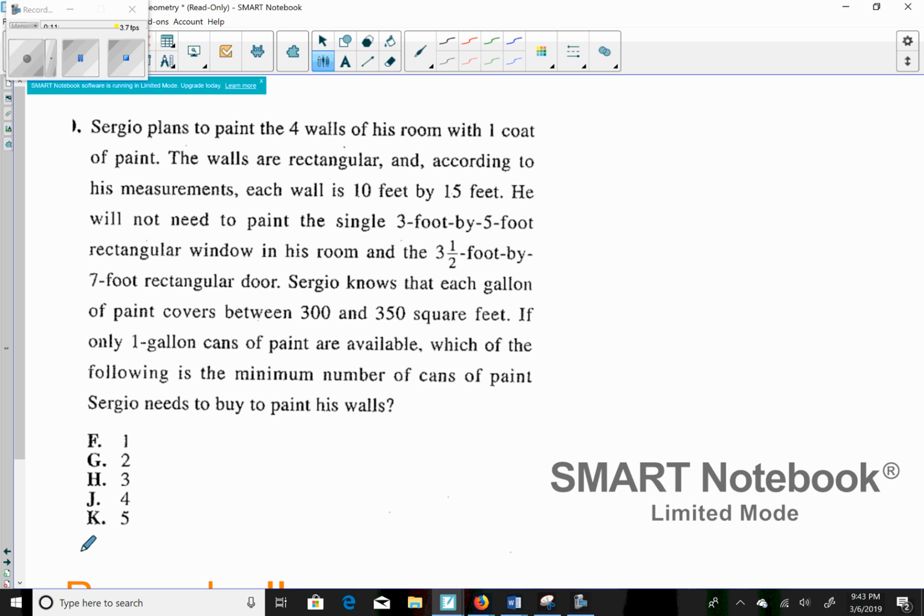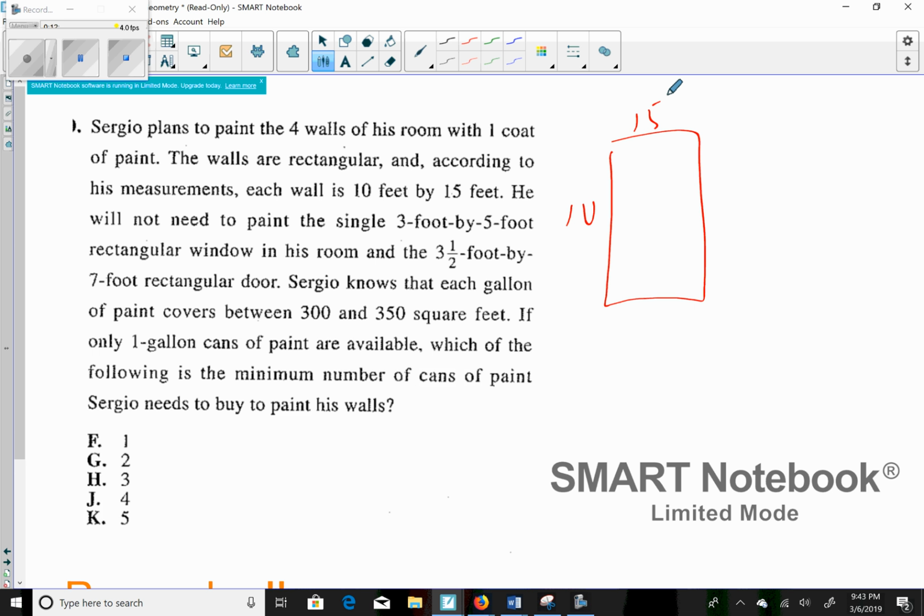Sergio plans to paint 4 walls in his room with 1 coat of paint. The walls are rectangular, and according to his measurement, each wall is 10 feet by 15 feet. I'm writing myself a note. He will not need to paint the single 3-foot by 5-foot rectangular window in his room.